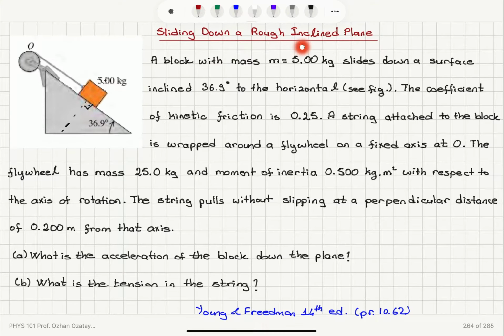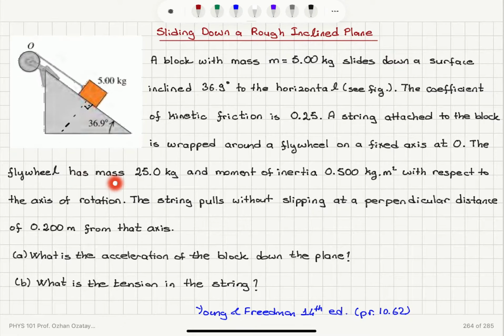Sliding down a rough inclined plane. A block with mass 5 kilograms slides down a surface inclined 36.9 degrees to the horizontal. The coefficient of kinetic friction is 0.25. A string attached to the block is wrapped around a flywheel on a fixed axis at O.